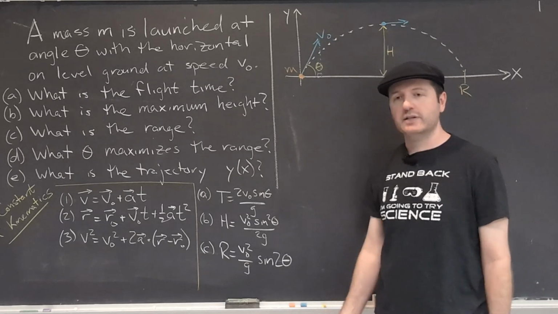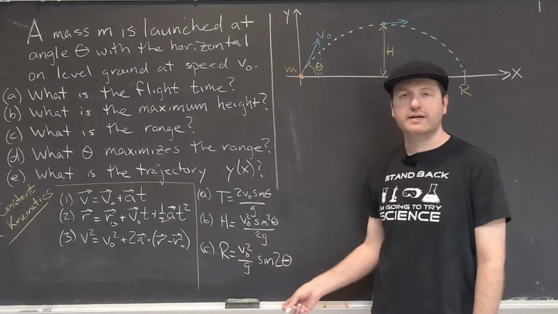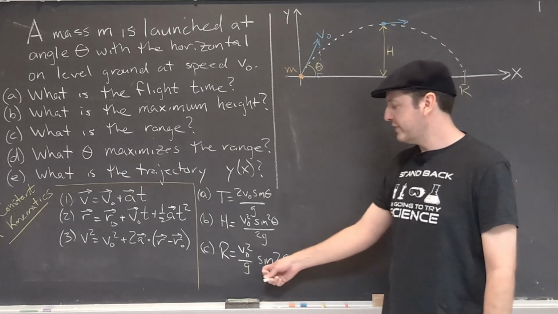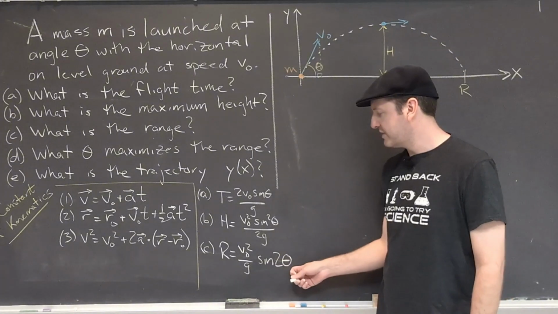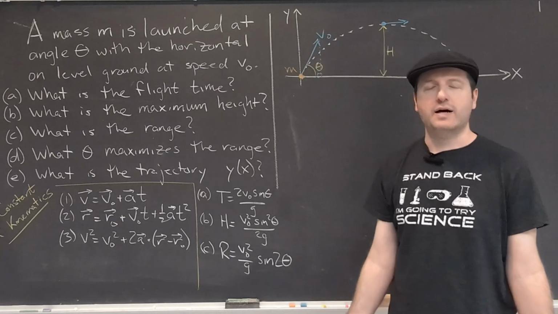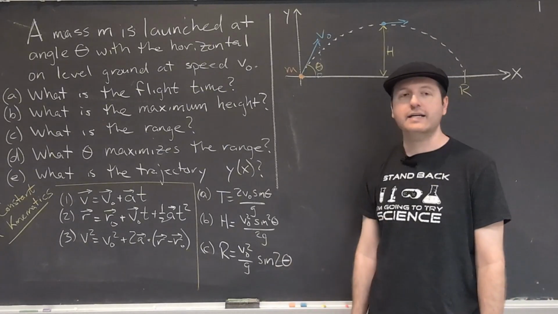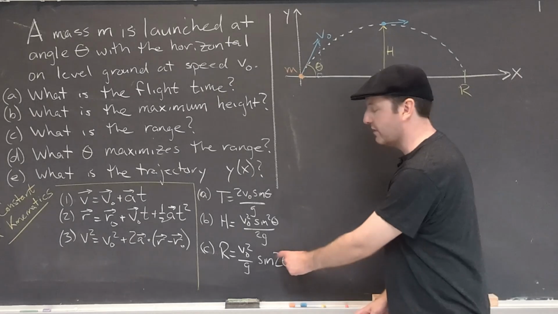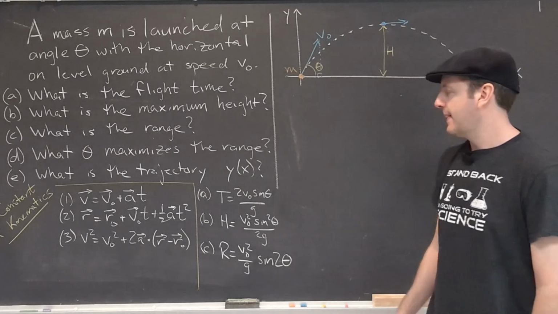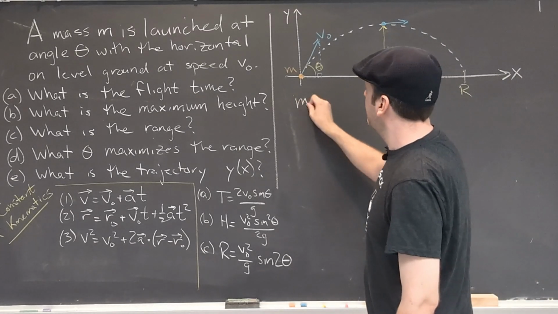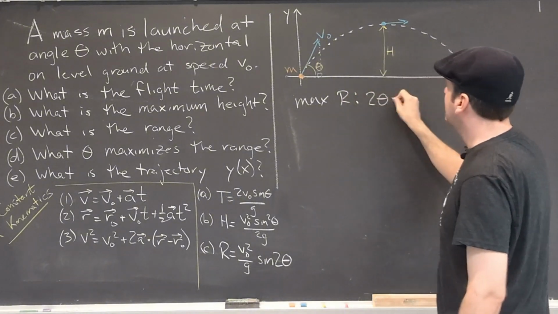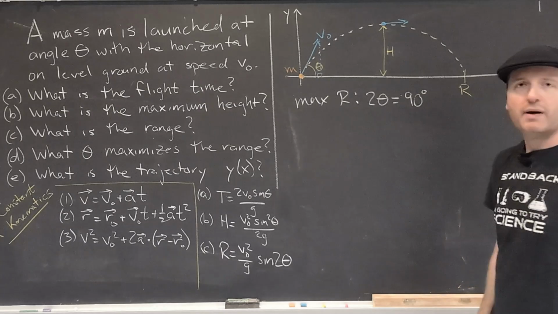Now you could do this with calculus by taking the derivative of r with respect to theta and setting that to 0. That is the maximization technique. Or if we just know a little bit about our trigonometric functions, we can ask, when is sine of an angle as large as possible? Well, the largest value of sine is 1, and that occurs when its argument is equal to 90 degrees or pi over 2 radians. That means that the maximum range occurs when 2 theta is equal to 90 degrees or pi over 2 radians.